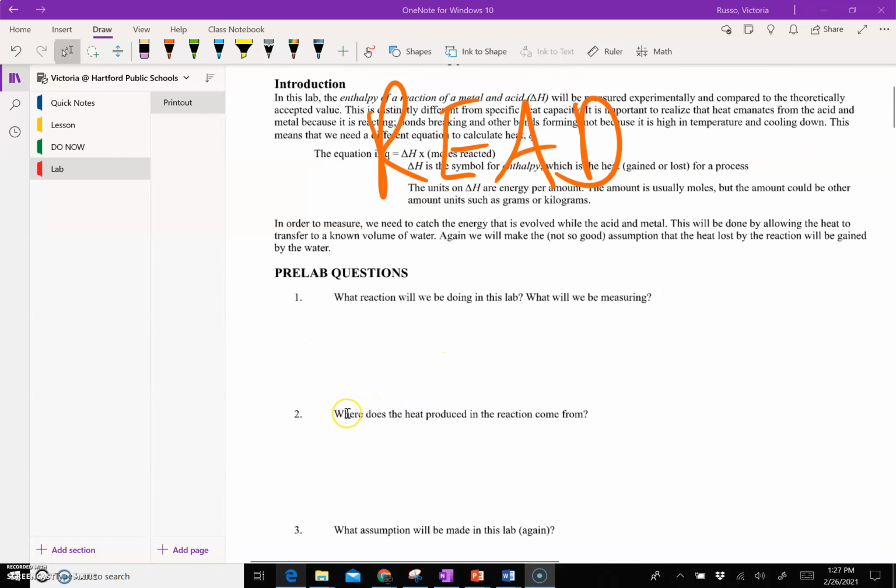So question 2 asks, where does the heat produced from the reaction come from? Okay. So what is the answer to that question? If you look in the intro, it says, it is important to realize that the heat emanates from the acid and the metal because it is reacting, bonds breaking and other bonds forming, not because it is high in temperature and cooling down. So where is the heat coming from? The heat is coming from bonds forming.